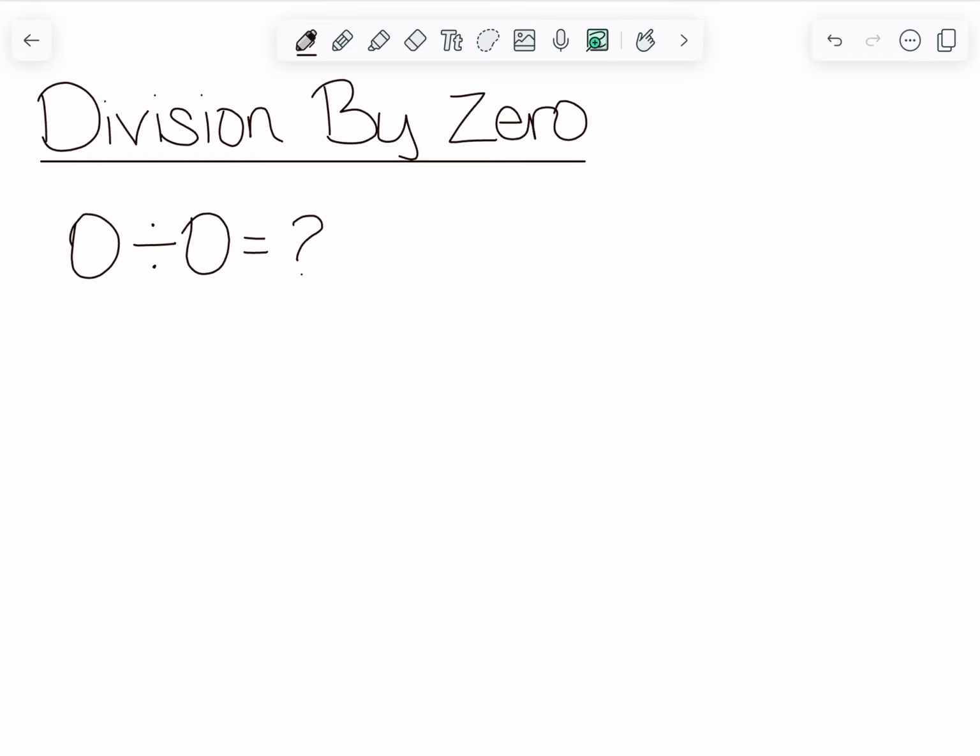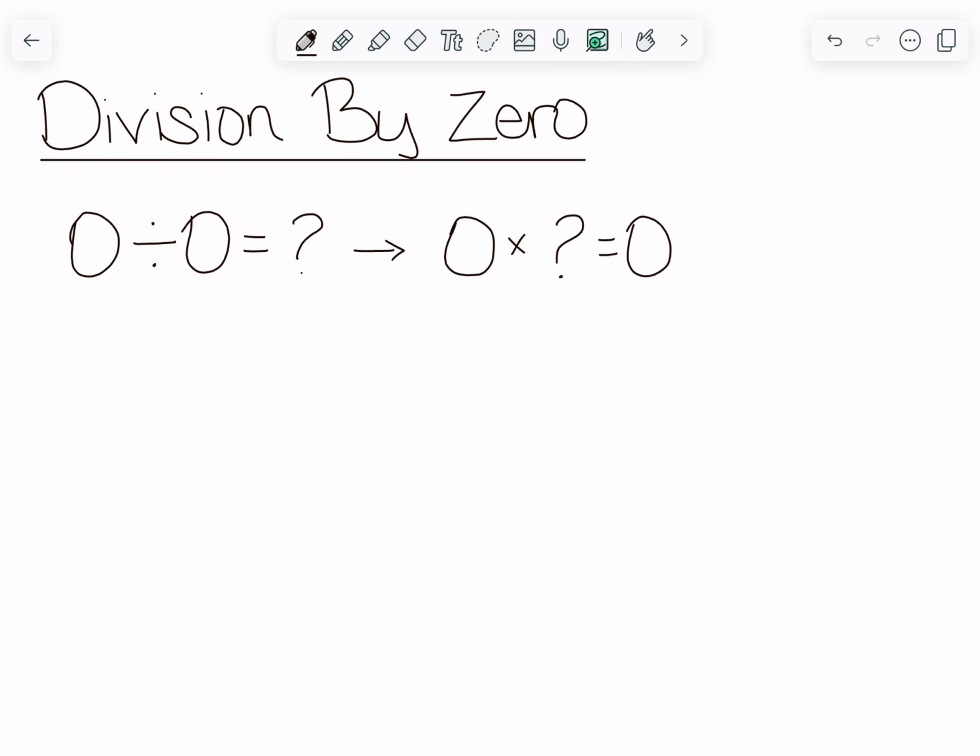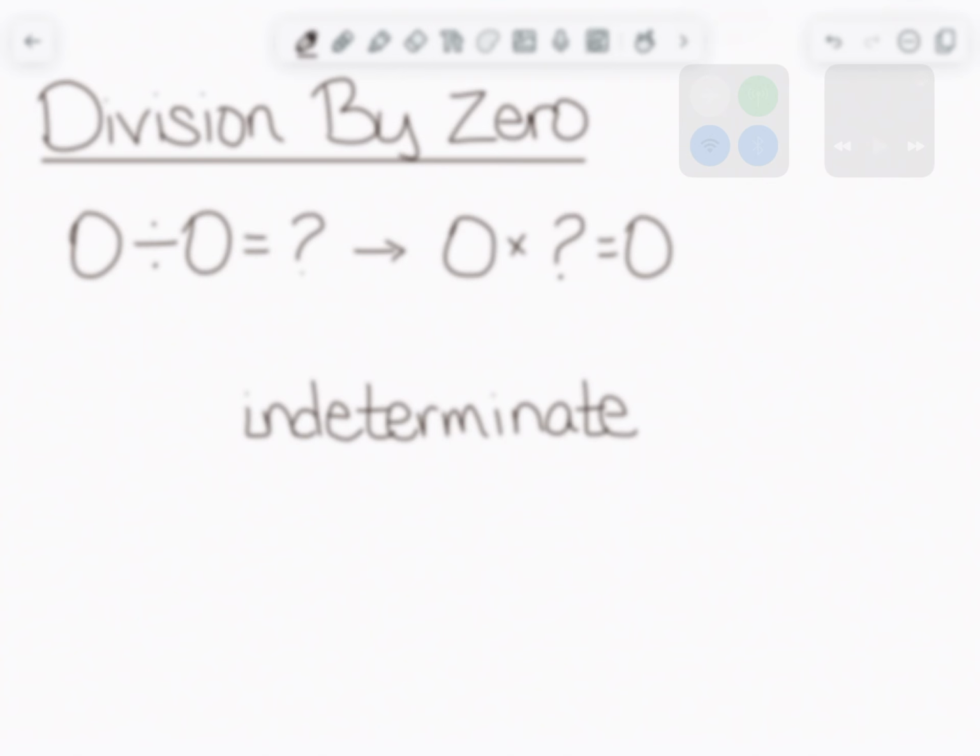Let's finish by looking at one that's a little bit trickier. 0 divided by 0 is equal to what? This is equivalent to 0 times what is equal to 0. And the problem with this one is that there are lots of values that would make this true. I could make that question mark 2, I could make it 500, I could make it -3. There's lots and lots of values that we could substitute in to make this a true equation. The result is called indeterminate, where there's lots of possible solutions.